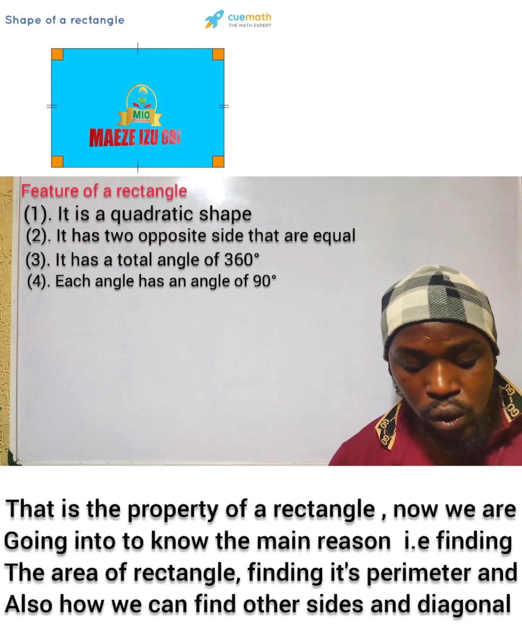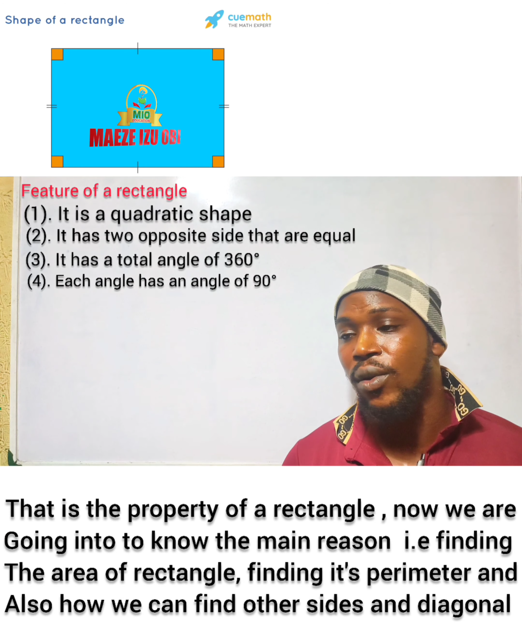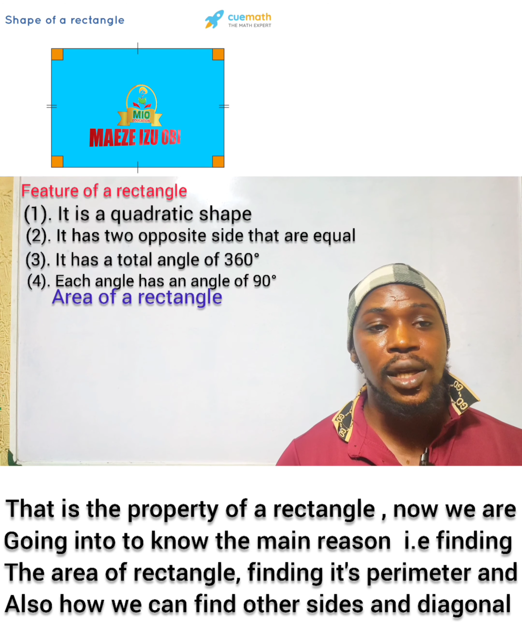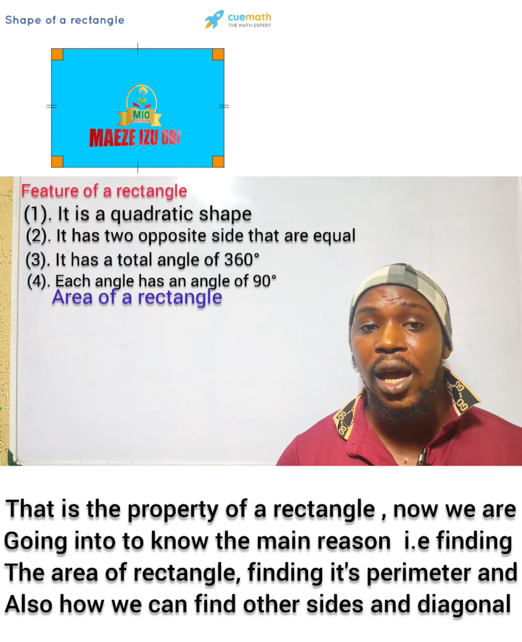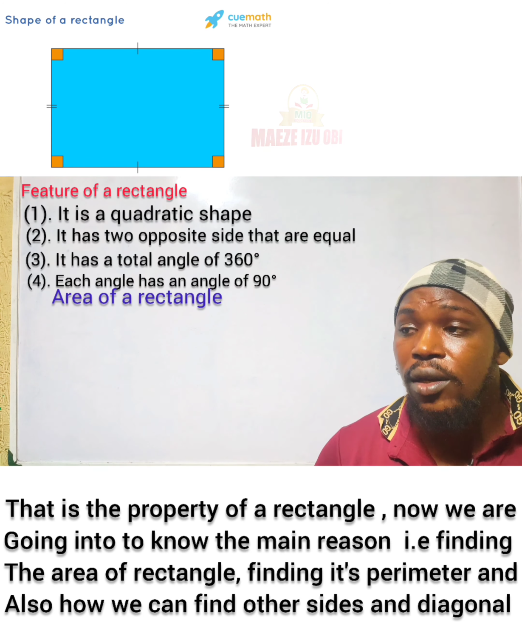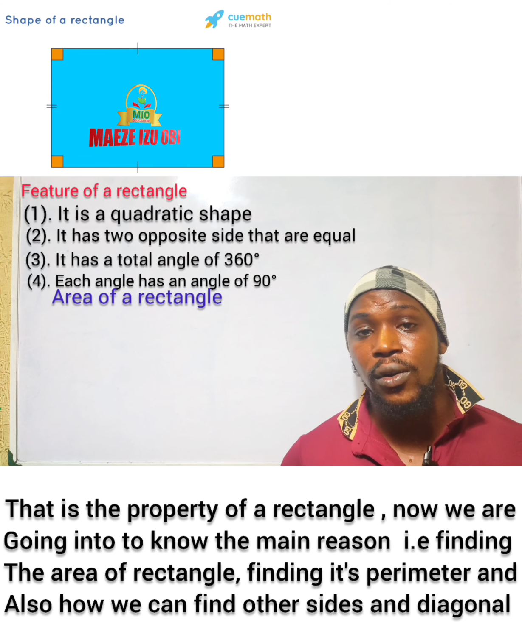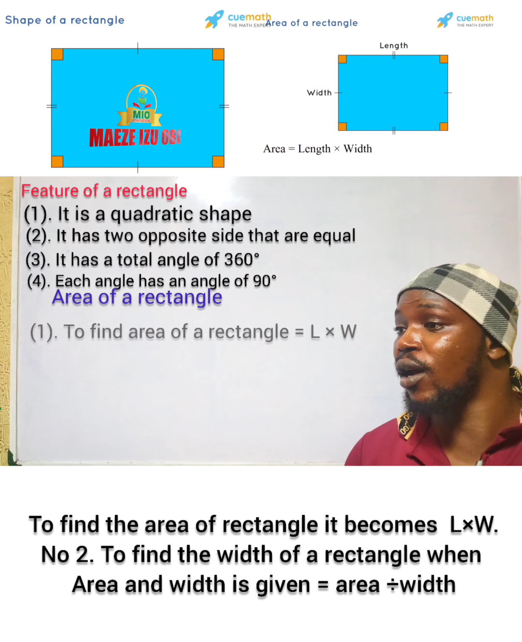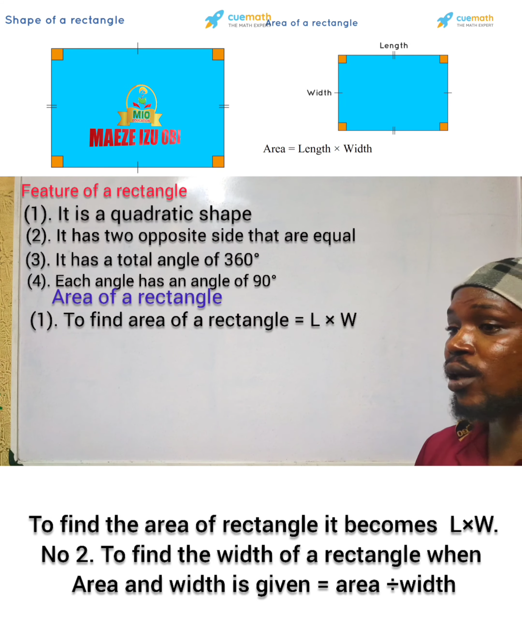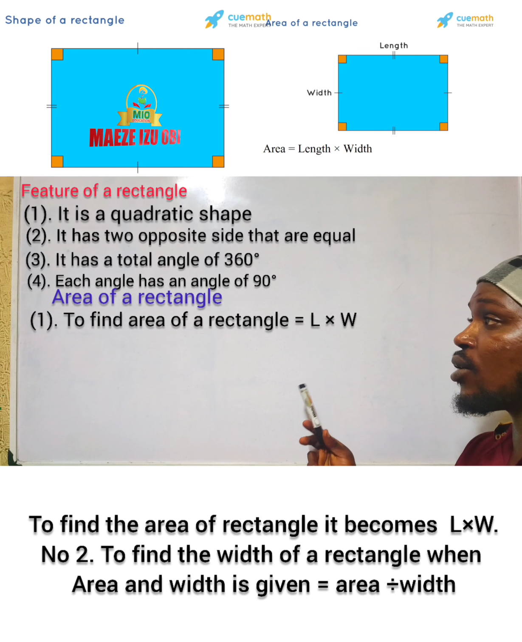Now we are going to go into the main reason we are here to discuss the rectangle. That is finding the area of a rectangle, finding its perimeter, and also how we can find other sides and the diagonal of a rectangle. Now, number one, to find the area of a rectangle, it becomes length times width.